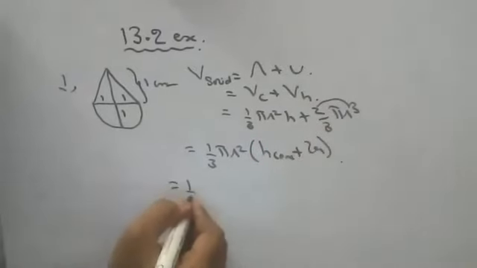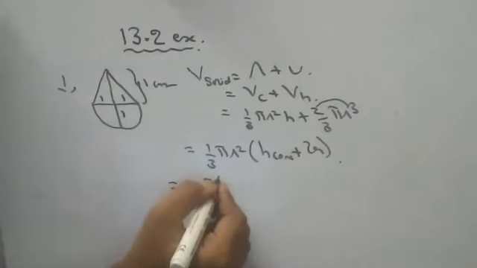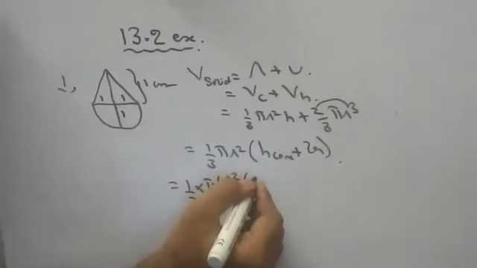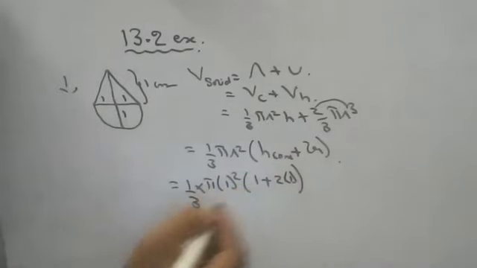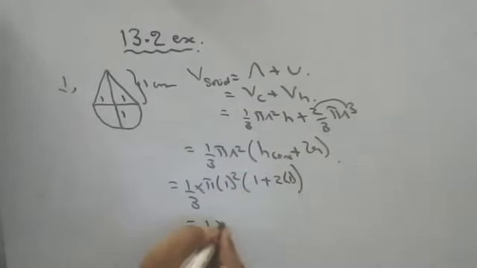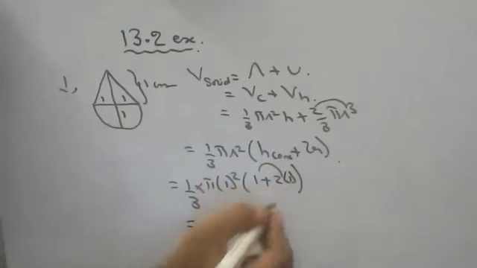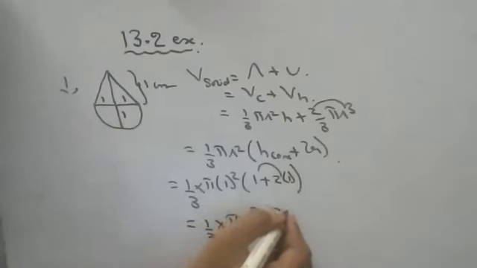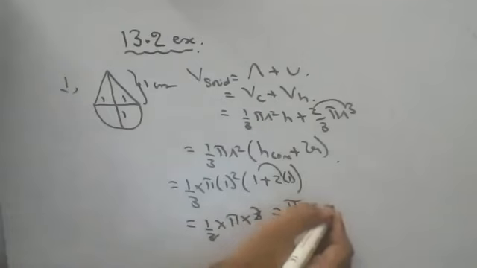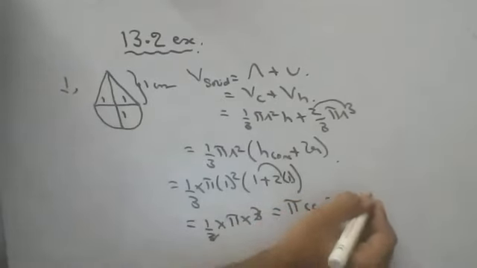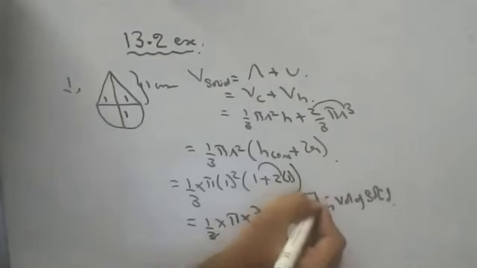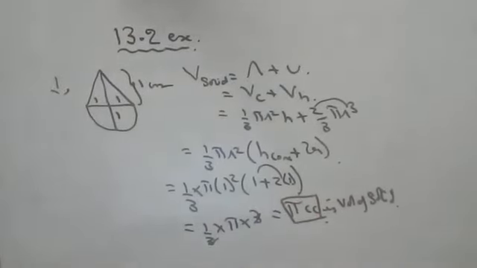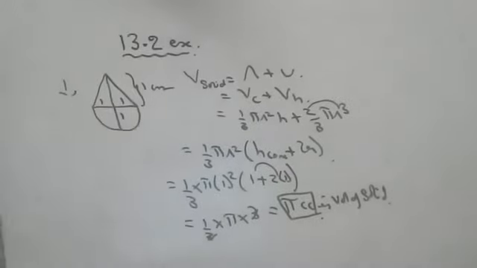So 1 by 3 into pi into 1 square, because radius is 1, height of the cone is also 1, plus 2 into radius, which is 1. So 1 by 3 into pi into 1 plus 2 is 3, 3 cancel. So pi cc is the volume of the solid. Pi cc is the volume of the solid. First question: pi cc, or 3.14 cc, or 22 by 7.